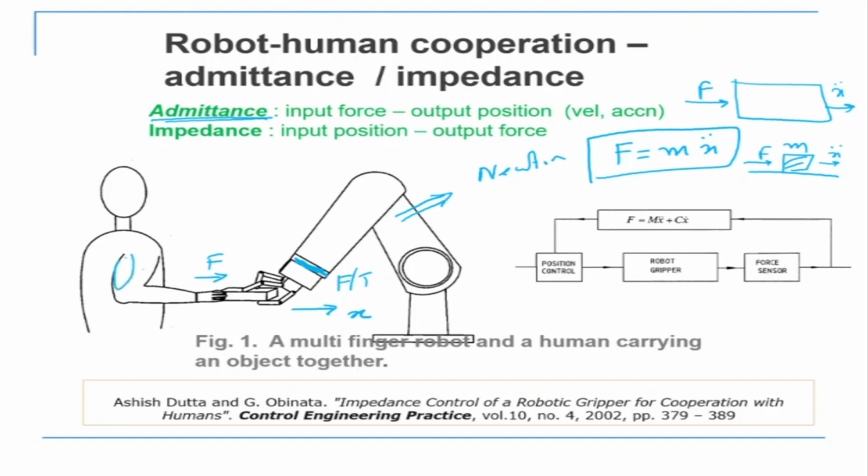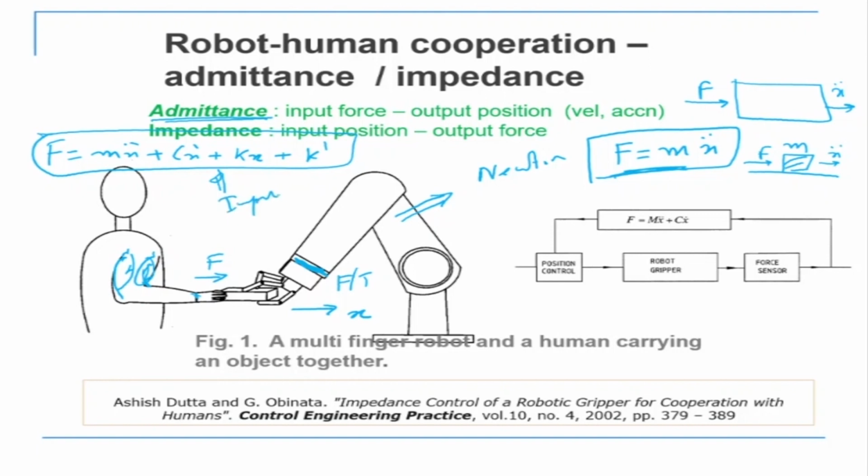The human has arms and the human has muscles. When the human wants to move his hands, the muscle will contract. The muscle contraction causes a force at the end effector, or the arm. So what is the relation between the contraction of the muscle and the force? The equation there is force is mass into acceleration plus c into x dot plus kx plus a constant, let's call this k dashed. Now this equation and that equation are different. This is called an impedance equation, and that is called the admittance equation.